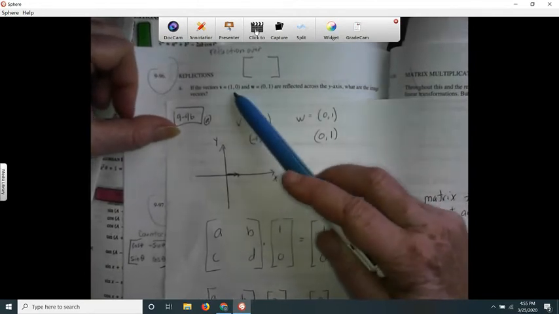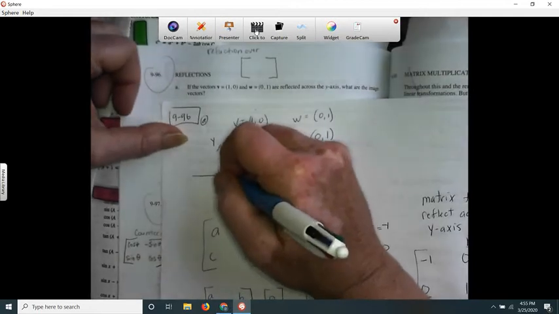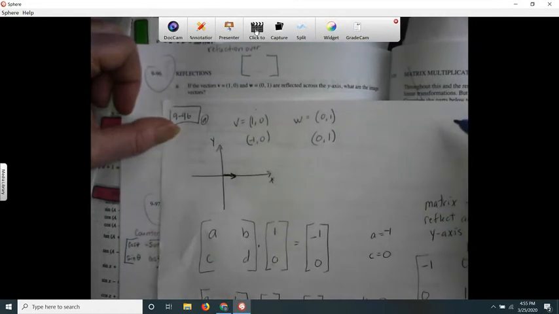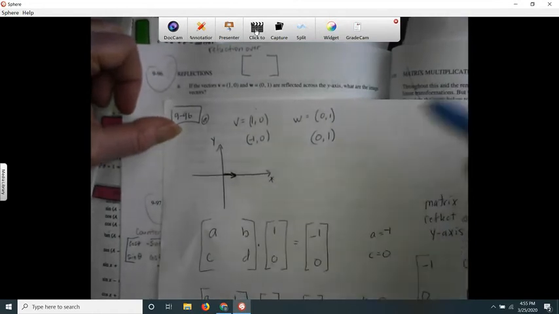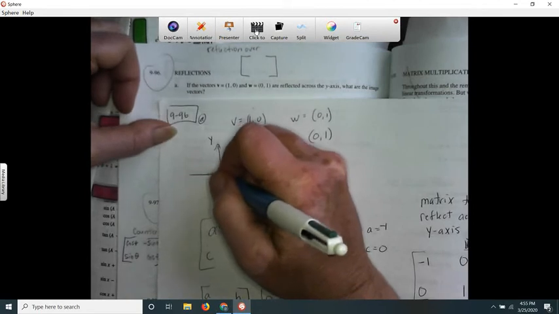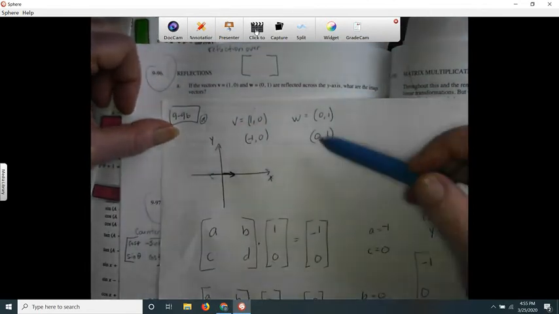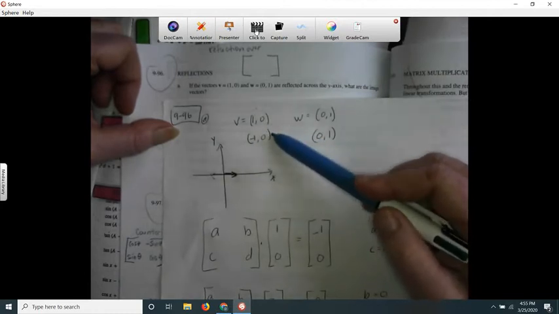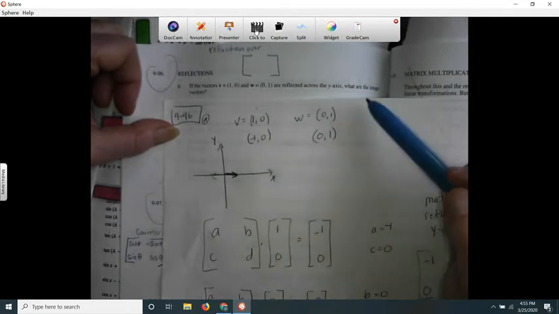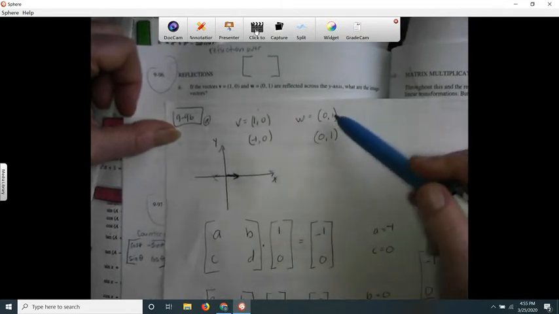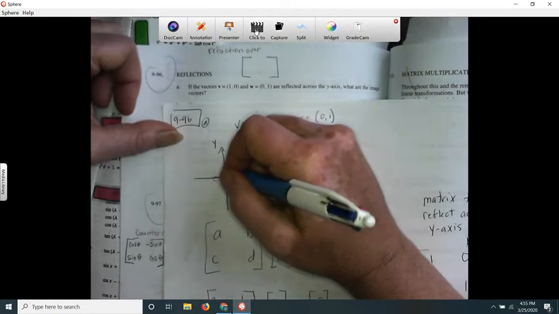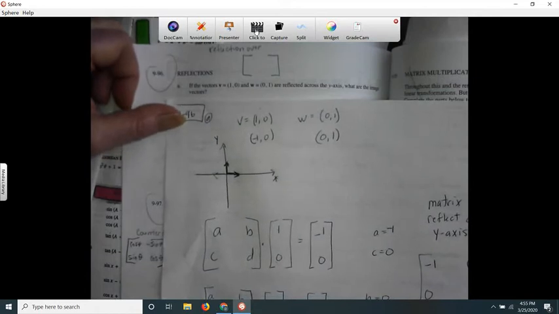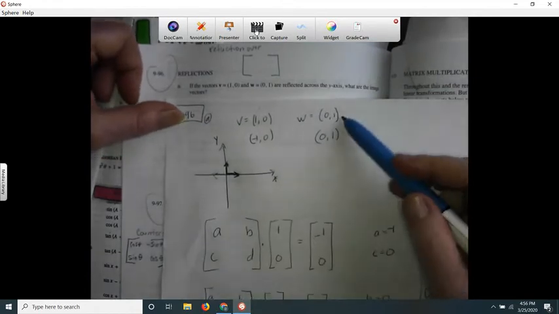So if it's 1, 0, it would be pointing right here, on this axis. And if I reflect it across the y-axis, then it would be over here. It would just move over to there, and that would be -1, 0. So I just wrote what would happen to them if I reflected them across the y-axis. 0, 1 would look like this. And if I reflected it across the y-axis, it wouldn't move. It would just stay the same.